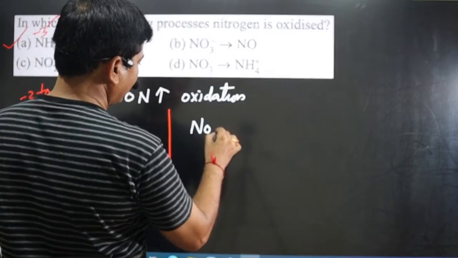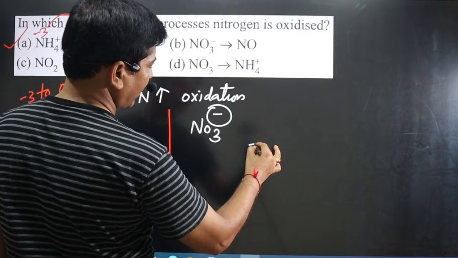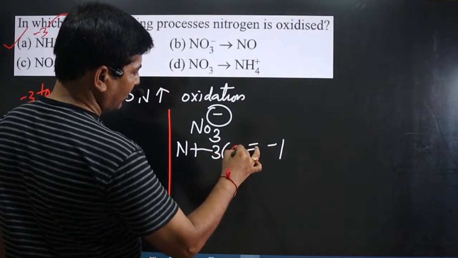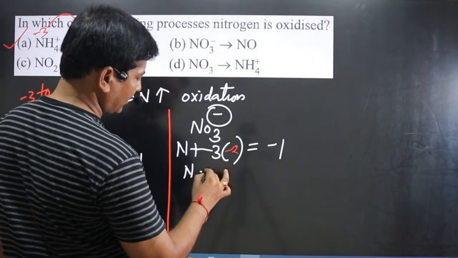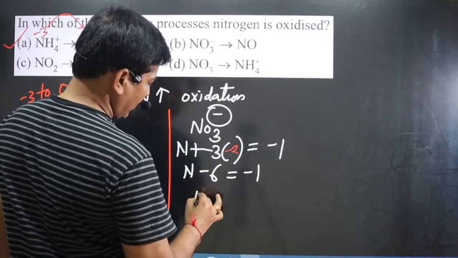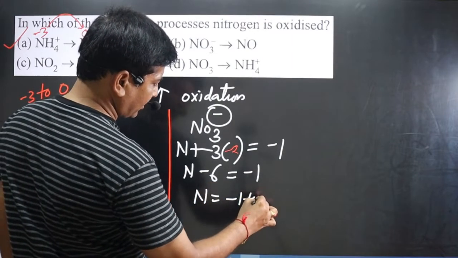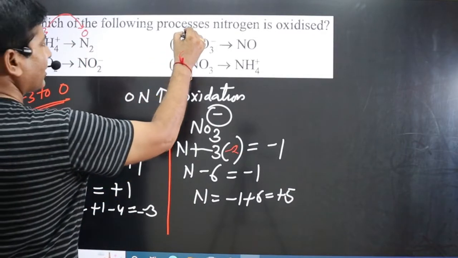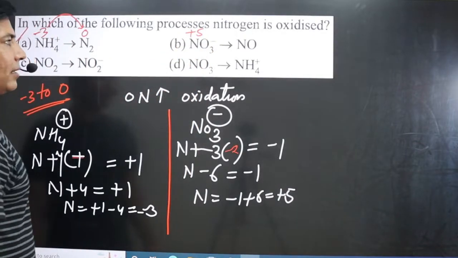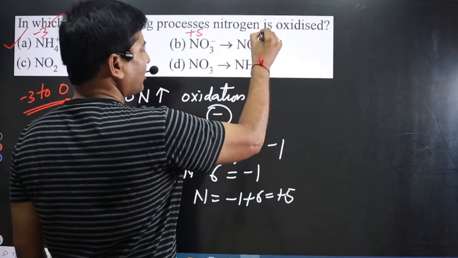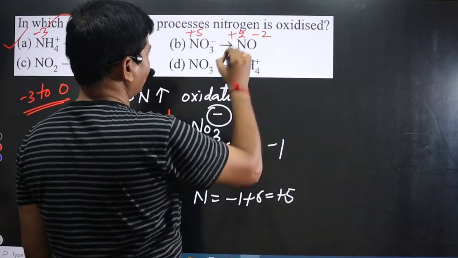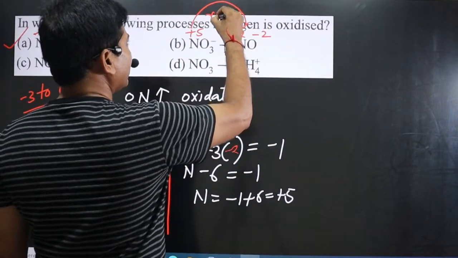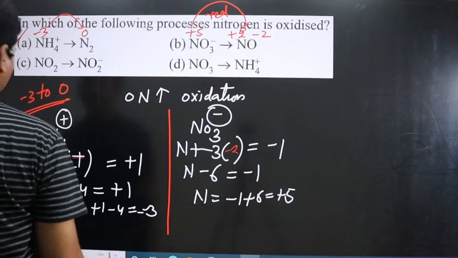Now if you want to check for option B, in this case you can see NO3 minus is given there. This is nitrate ion. Charge is what? -1, right? Is equal to -1. 1 nitrogen, how many oxygen? 3 oxygen. Each oxygen is -2. Then we have nitrogen, and 3 times 2 is 6, so -6 is equal to -1. Then nitrogen is equal to -1 plus 6 is equal to +5. In this case, nitrogen is present in +5 oxidation number. And other side we have NO. Oxygen is -2, then nitrogen will obviously be +2. +5 to +2, decrease in oxidation number. Always keep in mind, decrease in oxidation number is always reduction reaction.